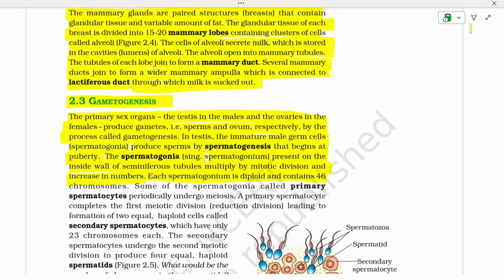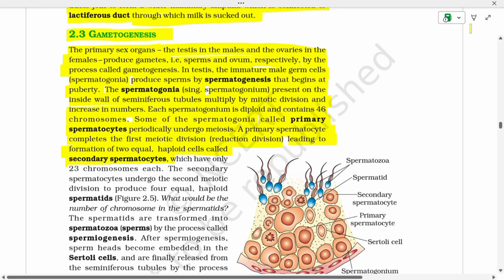The spermatogonia, singular spermatogonium, present on inside wall of seminiferous tubules, multiply by mitotic division and increase in numbers. Each spermatogonium is diploid and contains 46 chromosomes. Some of the spermatogonia, called primary spermatocytes, periodically undergo meiosis. A primary spermatocyte completes the first meiotic division, reduction division, leading to formation of two equal haploid cells called secondary spermatocytes, which have only 23 chromosomes each. The secondary spermatocytes undergo the second meiotic division to produce four equal haploid spermatids.